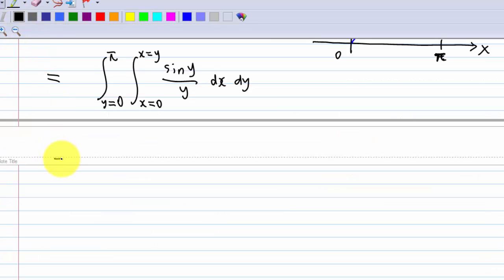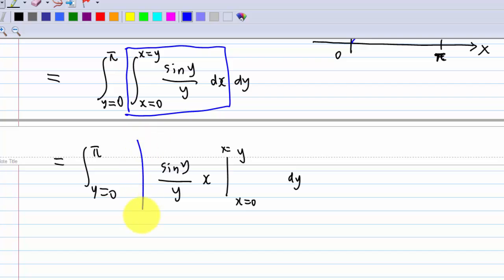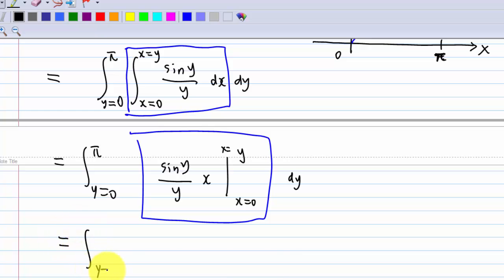Evaluate the integral. We start with the inner integral, which is the integration of sine y over y with respect to x, where sine y over y is treated as a constant. So the inner integral is sine y over y times x, where x from 0 to y. This is when we evaluate the inner integral. And this is equal to the integration of y from 0 to pi. Substituting the limit, I get sine y over y times y minus 0, which will give you cancellation.